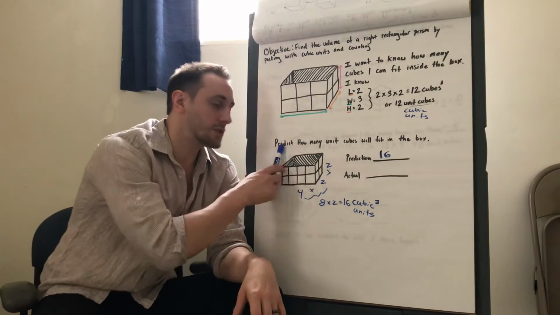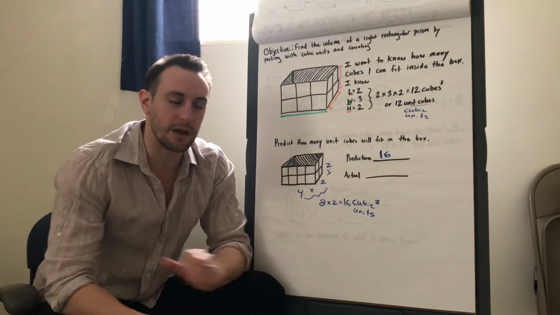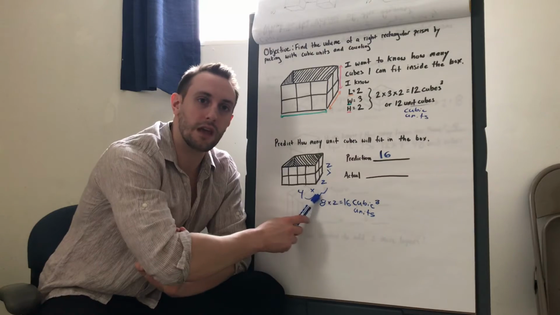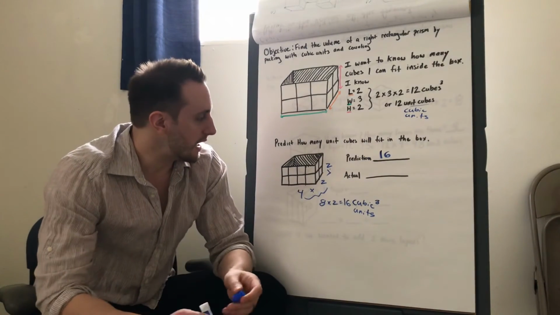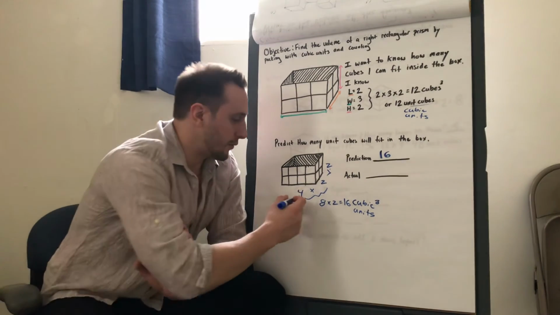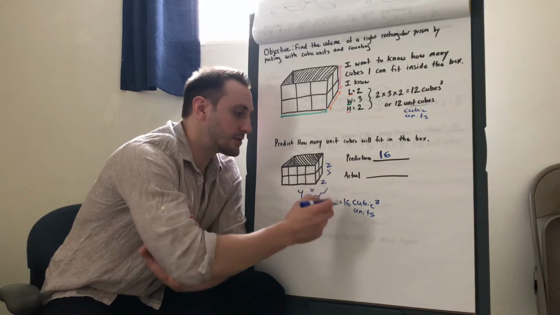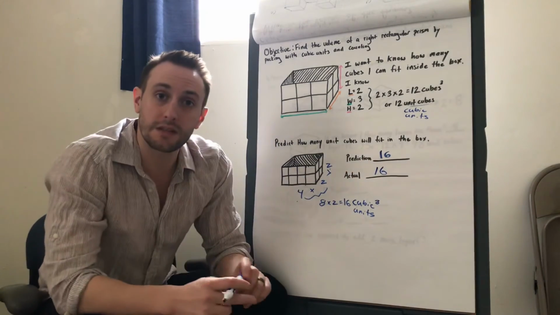So let's take a look at this one. It says predict how many unit cubes will fit in the box. Well, if I try and do mental math, 4 times 2 is 8. 8 times 2 is 16. So let's see. The actual is going to be 4 times 2 is 8, times 2 is 16. Okay, so again, this lesson is really straightforward.